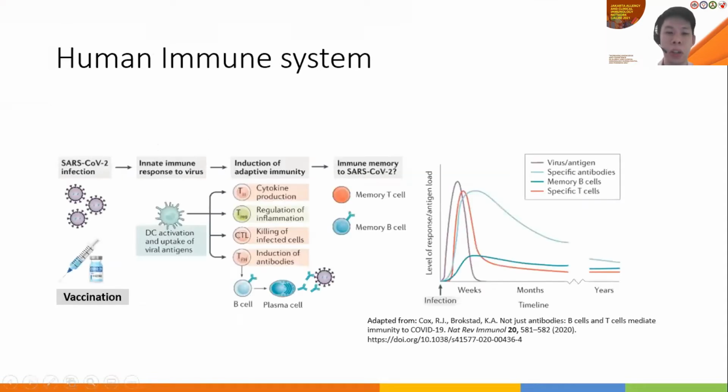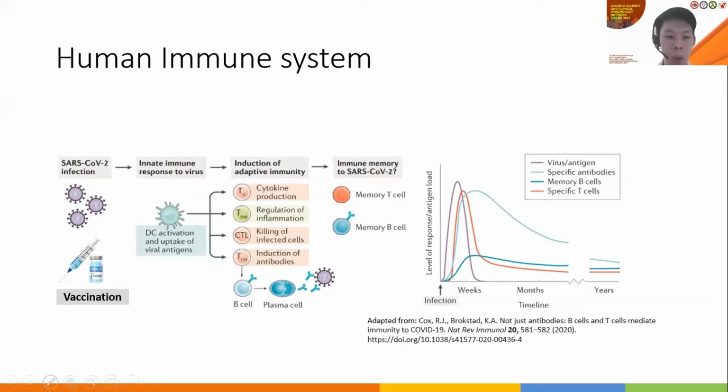So, a short introduction of the human immune system. When someone is vaccinated or exposed to the SARS coronavirus, the innate immune response to the virus starts to get activated. Through that, a series of induction of adaptive immunity starts happening, whereby cytokines are produced, and there's a regulation of the inflammatory process as well as some other cells to help kill these infected cells or the virus.